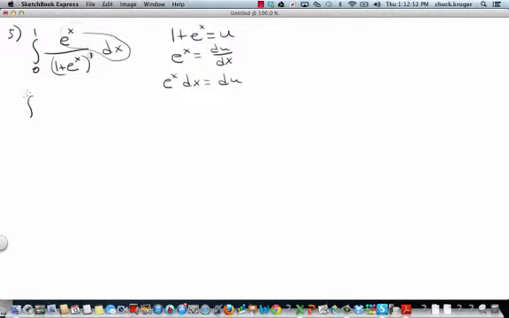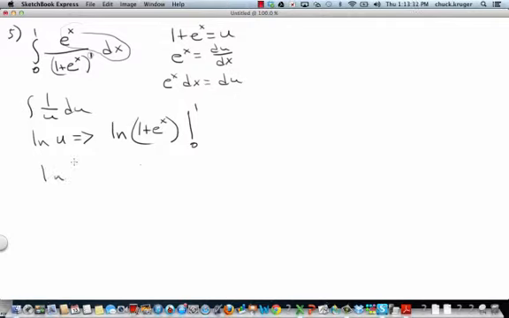And when I substitute, I drop the a and the b because these are x terms. And I can figure out what they are by substituting 0 in for x and 1 in for x up here. But I'll just do the substitution at the end. So I have 1 over u du, which means I have the ln of u, which implies the ln of 1 plus e to the x evaluated from 0 to 1.